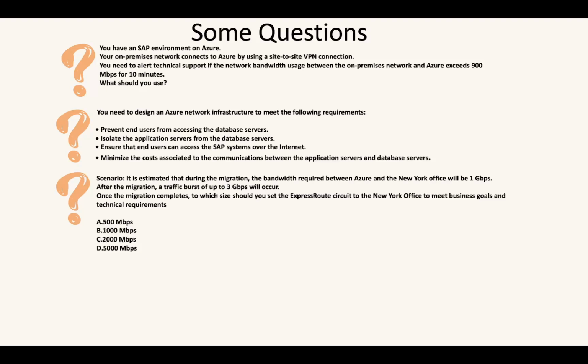Next question. It is estimated that during the migration, the bandwidth required between Azure and the New York office is 1 Gbps. After the migration, the traffic burst of 3 Gbps will occur. Once the migration is complete, to which size should you set the ExpressRoute circuit, the New York office, to meet business goals and technical requirements? So the answer to this is 2000 Mbps.